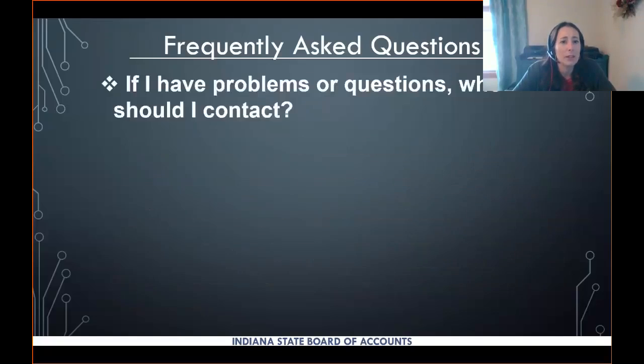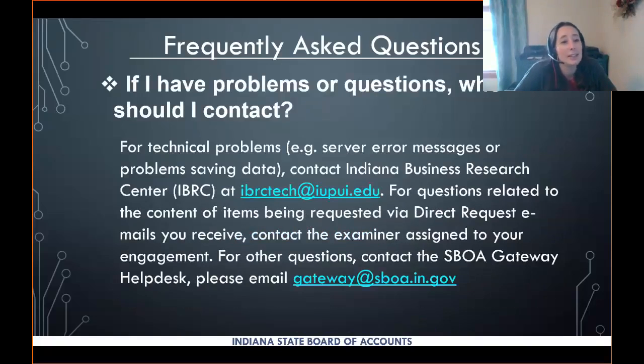I think that's good. All right. And if I have problems or questions, who should I contact? We would say start with the Gateway Help Desk, and that's the bottom email, gateway@sboa.in.gov. We do work with IBRC, which stands for Indiana Business Research Center. They really do all the behind-the-scenes computer techie stuff for it. Yeah, they hold the platform. They keep it all together for us.